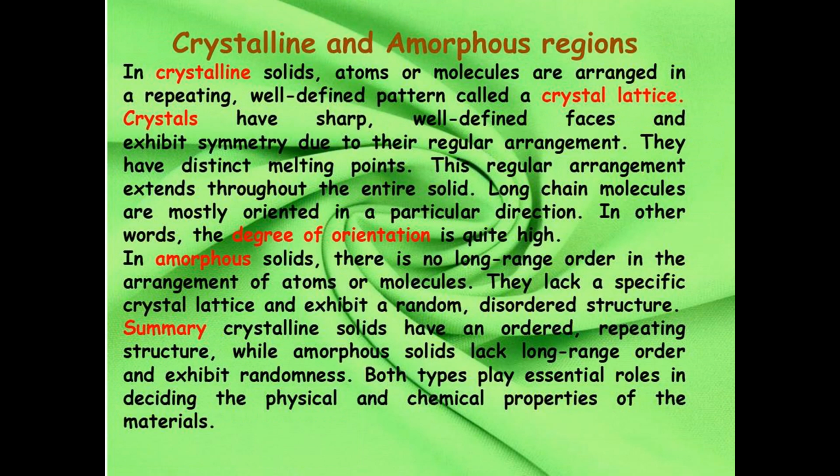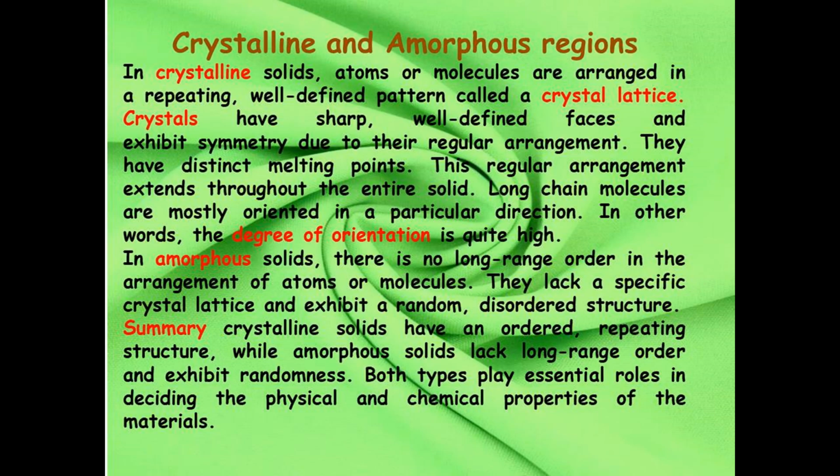Crystalline and amorphous regions. In crystalline solids, atoms or molecules are arranged in a repeating, well-defined pattern called a crystal lattice. Crystals have sharp, well-defined faces and exhibit symmetry due to their regular arrangement. They have distinct melting points. This regular arrangement extends throughout the entire solid. Long chain molecules are mostly oriented in a particular direction. In other words, the degree of orientation is quite high.